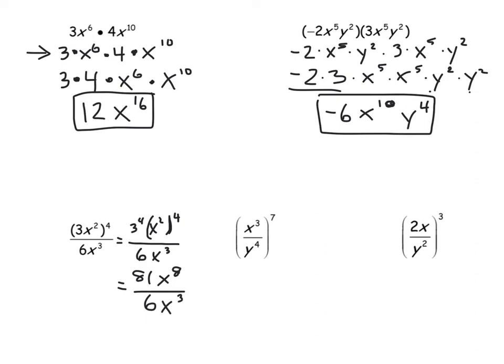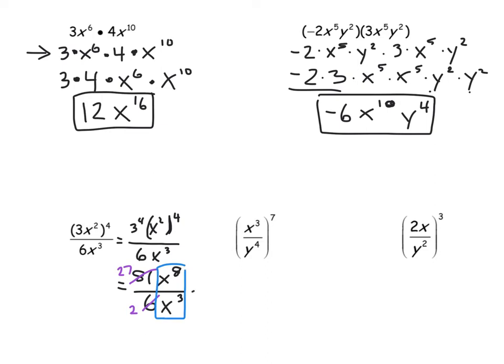Now at this point, we have to do a couple different things to simplify. First of all, we're going to simplify the fact that we have an 81 and a 6, two constant numerical values. We can divide both the top and the bottom by 3. When I divide the top by 3, I get 27. When I divide the bottom by 3, I get 2. Now we're going to deal with the fact that we have a quotient rule right here, x to the 8th over x to the 3rd.